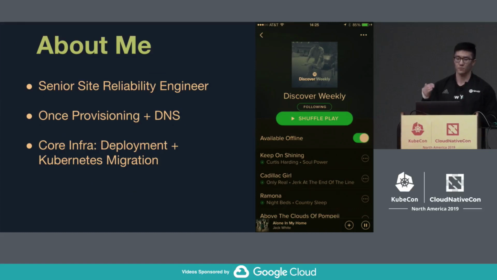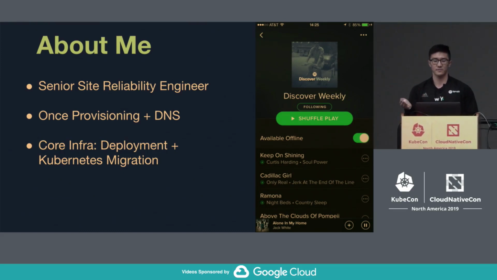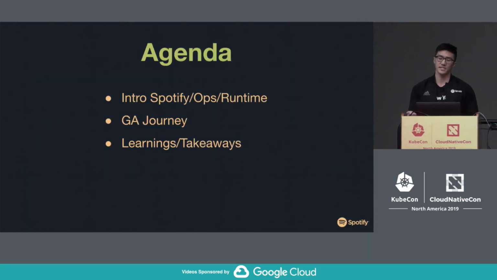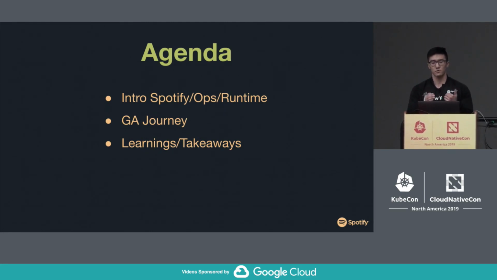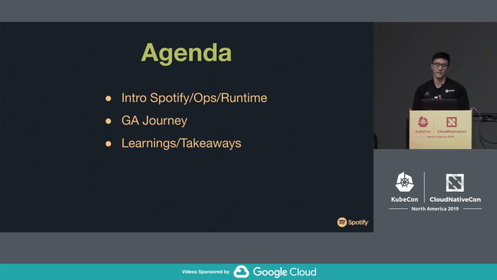So quick about me, I'm a senior SRE at Spotify. I started out on a team that worked on provisioning and DNS, and now within the same core infrastructure organization, I'm on a team that maintains deployment and is one of the teams responsible for our Kubernetes migration. In terms of the agenda, I'll briefly introduce Spotify, how we do operations, and what our runtime looks like, what we're migrating from, to see the context there. And then we'll dive into the GA journey and cover some learnings and takeaways.